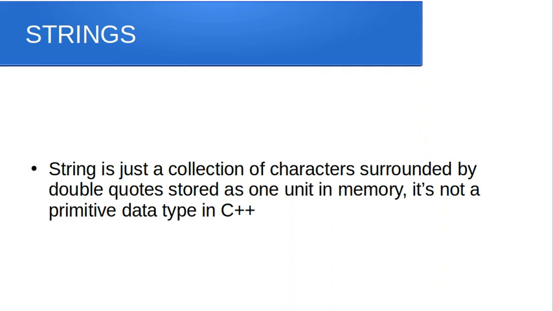As in other programming languages, strings are also one of the primitive data types. For example, in Python, strings are one of the primitive data types. But in C++, string is not a primitive data type. So what is a string? A string is just a collection of characters surrounded in double quotes that are stored as a single unit in memory. It's not a primitive data type in C++, but in other programming languages like Python, strings are primitive data types. So let's look at some of the code relating to strings.